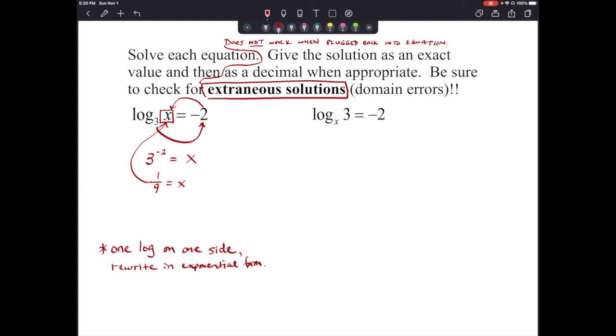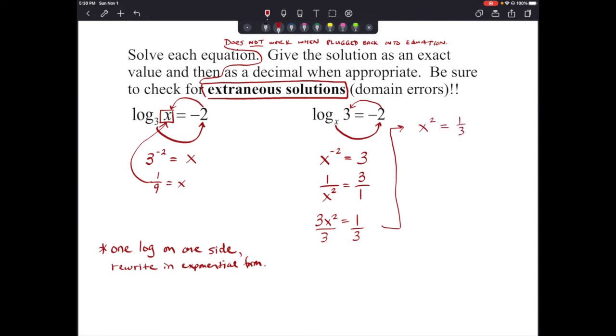Now let's look at the second one. It's another very similar statement. We have one log on one side, but now our x is down in the base. So let's rewrite it into exponential form. We've got x to the negative second power equals 3. Let's rewrite x to the negative second power as 1 over x squared is equal to 3 over 1. We'll cross multiply to get 3x squared equals 1. Divide each side by 3. And right now we're looking at x squared is equal to 1/3.